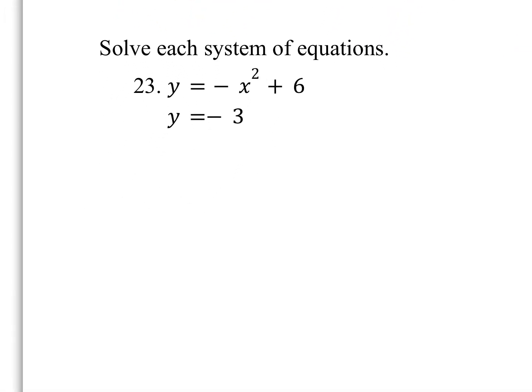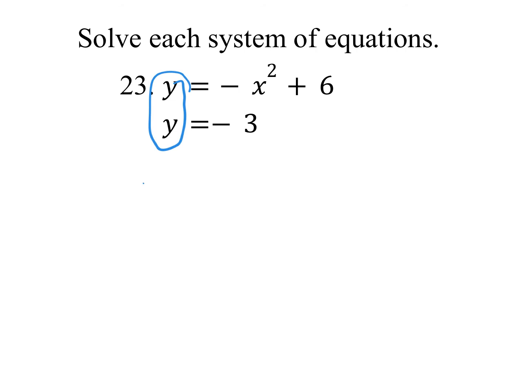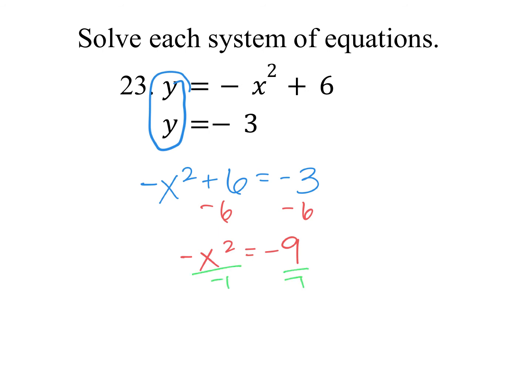Well, they're both set equal to y, so this is actually pretty easy. We're just going to set the two y equals equal to each other. So I've got negative x squared plus 6 equals negative 3. So I'm going to try to get this x squared. There's only one x value anywhere in here, so I can get it alone. I'm going to minus 6 on both sides. I get negative x squared equals negative 9. They're both negative, so I'm going to divide by negative 1 on both sides. And I get x squared equals 9. And that's a pretty simple one, x equals 3 and negative 3.